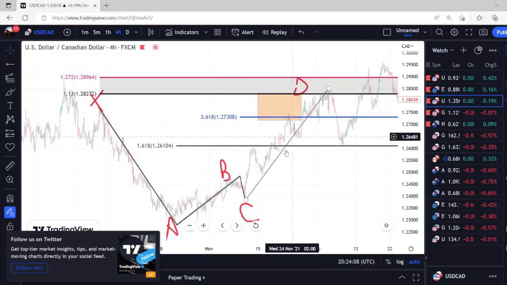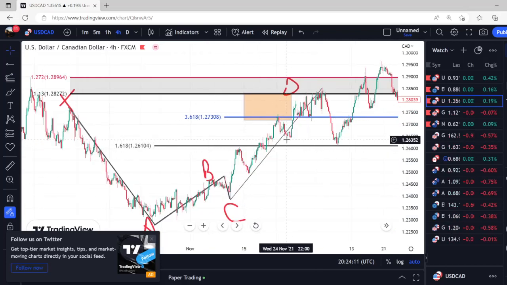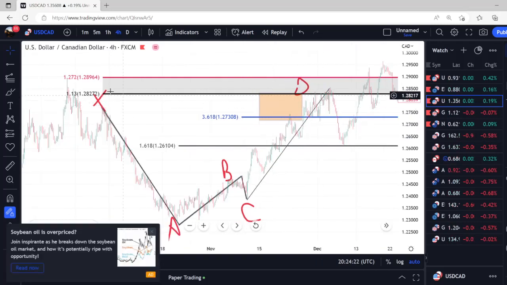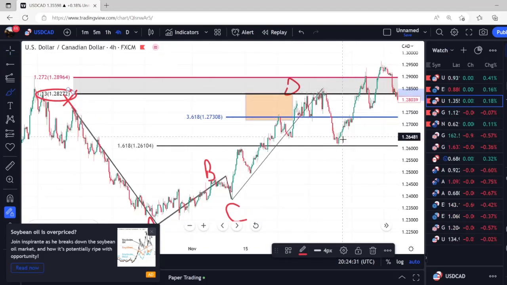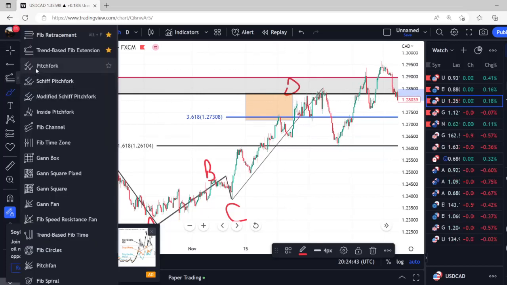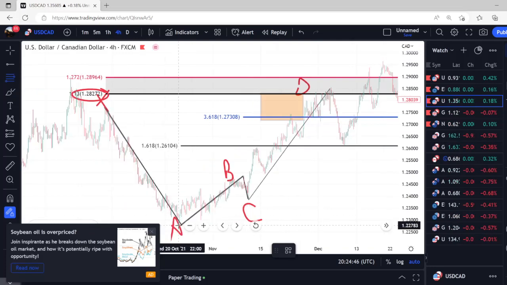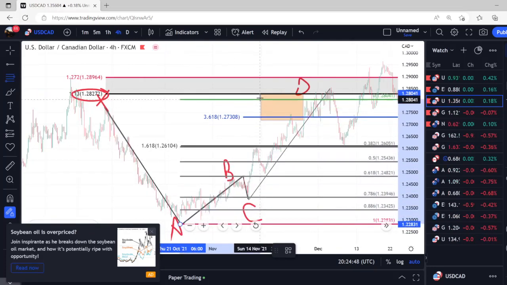As you can see, when the CD leg pushed right up, it tapped our 3.618, which was the D leg, and then retraced and went back up again. And then at the 1.13 extension right here, which is this first line, that was when the market dropped. So with the alternate bat pattern, I like to see the 1.13 tapped before I consider taking my long or short positions.